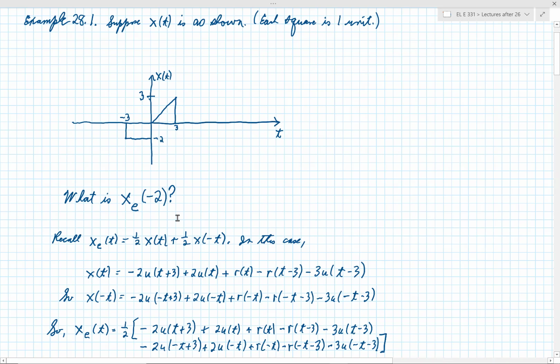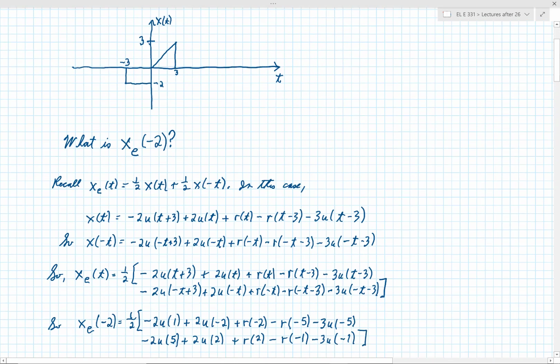But in this case, we're calculating the even part, and so we need to find an expression for x of t. Once we find the expression for x of t, we can get one for x of -t, and then we can substitute those two expressions into this equation and get xe of t, and then finally evaluate that expression at t equals -2. So that will be our strategy.